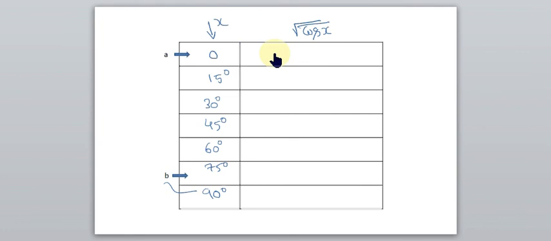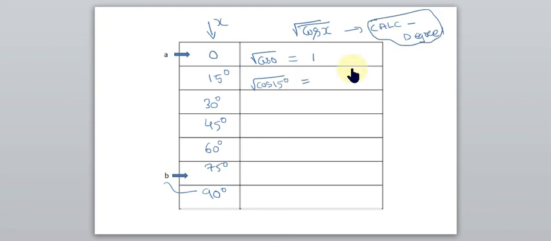Now at these values of x, we need to calculate the root cos x value. That is root cos 0, which is 1. Similarly, calculate root cos 15 in the calculator, and make sure that the calculator is in degrees mode if you are using degrees, or set it to radians mode if you are using radians. I am using degrees mode. Similarly cos 30 degrees, and let me write this first.